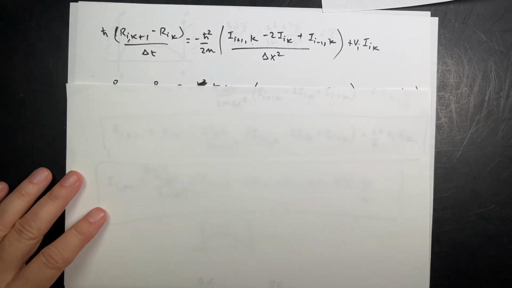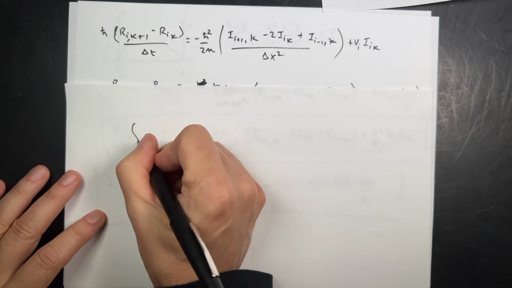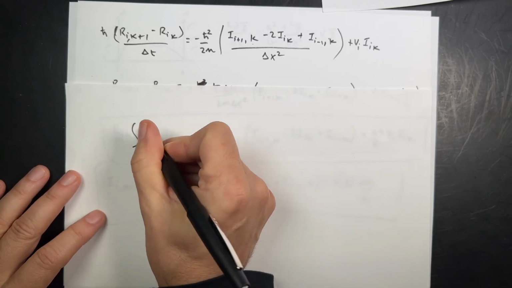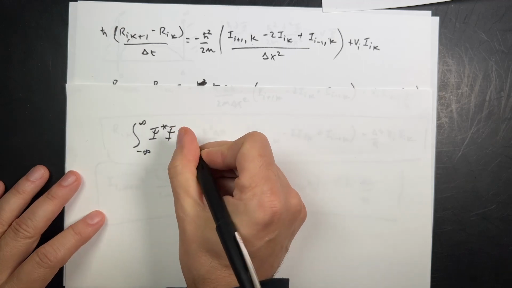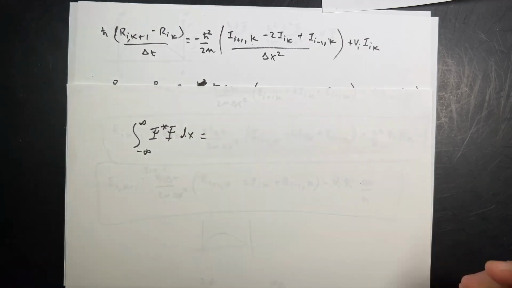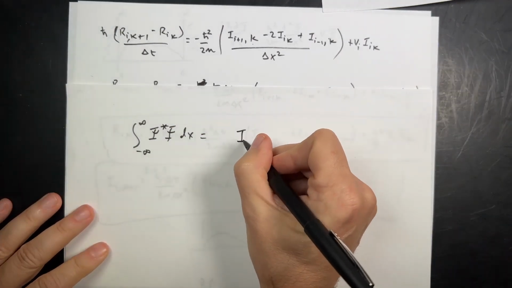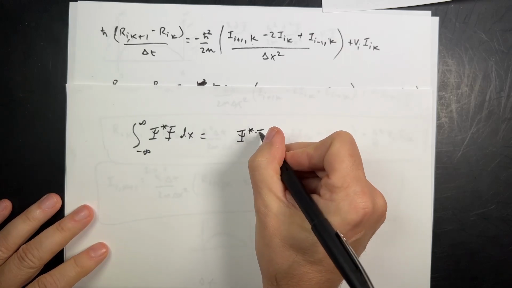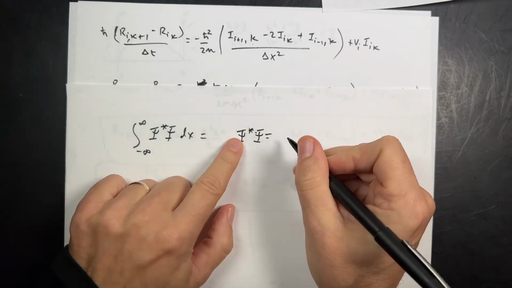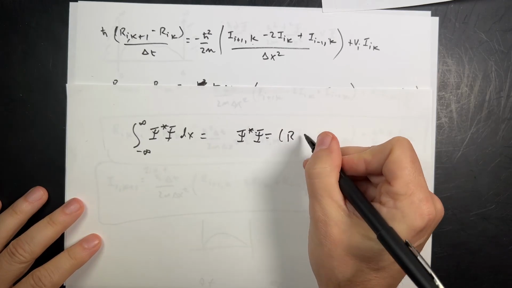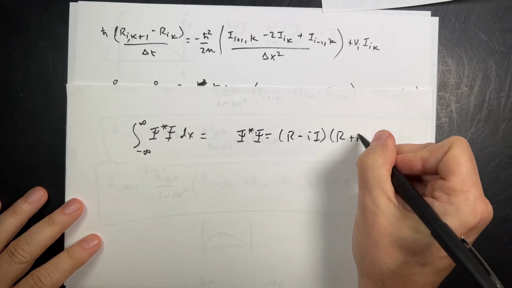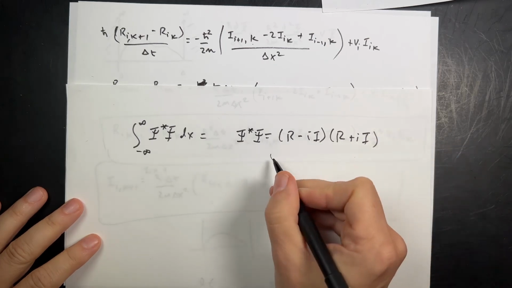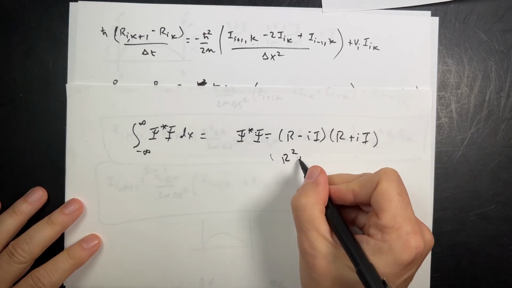I want to normalize it, right? So the integral from negative infinity to infinity of psi star psi dx is 1. Well, what is psi star psi? Psi star is r minus i times r plus i, and when I square that, I get r squared plus i squared.